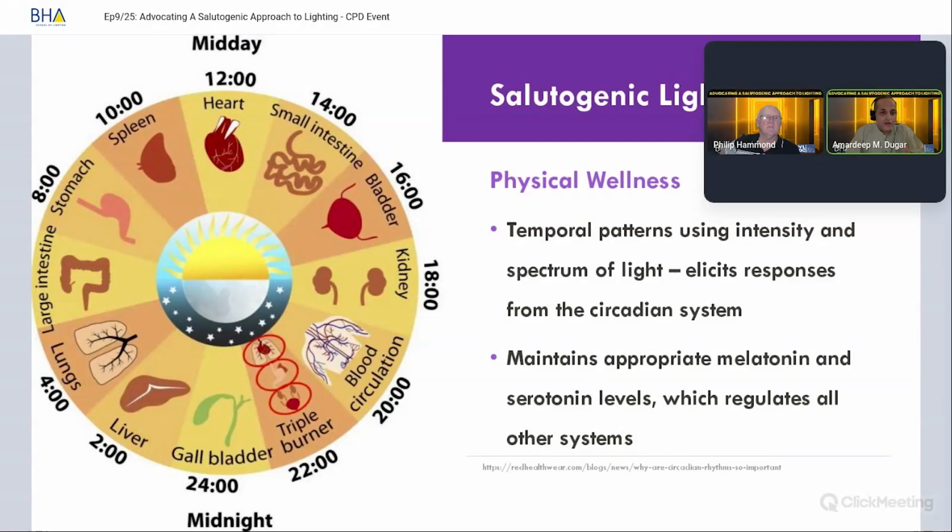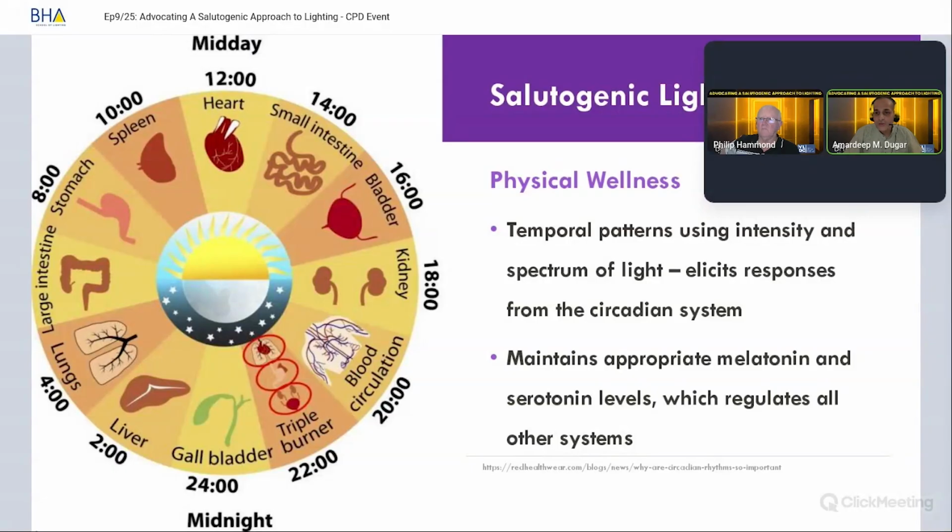So our body functions at different parts. Each body part functions differently at different times of the day, depending upon light, the intensity of light, and the spectrum of light affects how each of these works. I'm sure you must have read about this. I'm not going to go too much into the detail. The idea is we want to maintain the appropriate melatonin and serotonin levels because these regulate the rest of the hormones within the body and the rest of the systems.